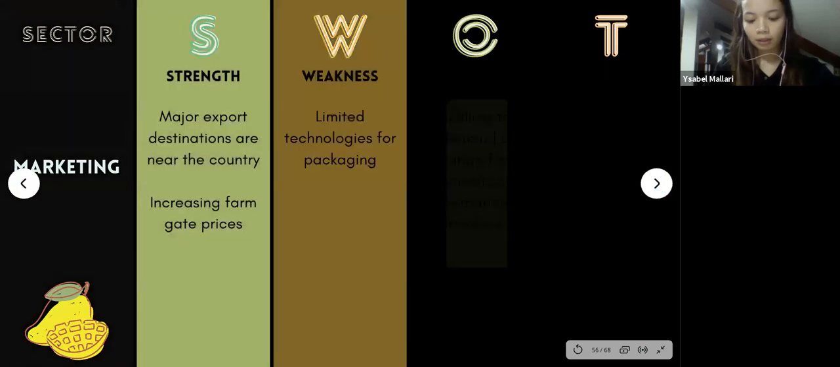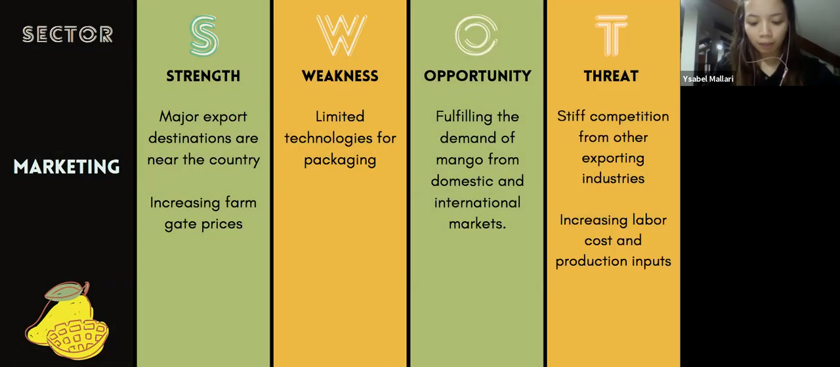For the marketing sector, the major problem besetting it is the lack of technology for packaging and the variance of product differentiation, which make it difficult to compete with other leading countries on mango exports. Its strength mostly depends on its close proximity to export destinations. There is also an opportunity to boost the market of mango by improving the packaging and quality of the market.